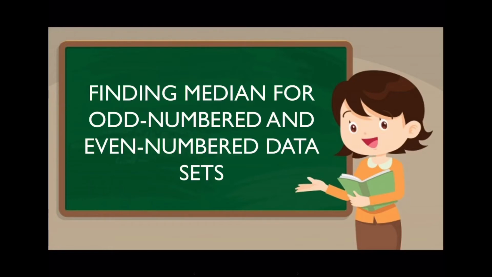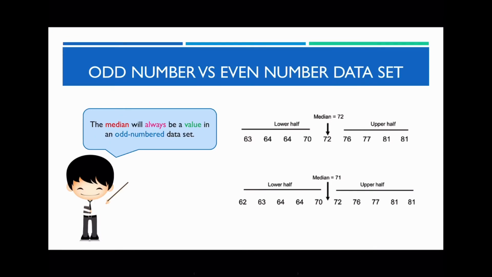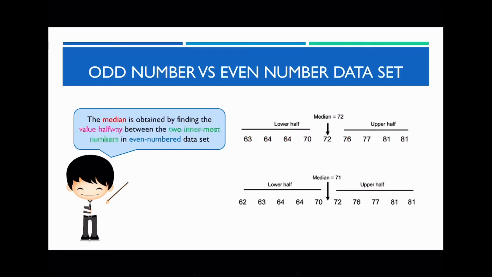We're now going to be looking at examples of finding the median for odd numbered and even numbered data sets. So in the first one over here, the median will always be a value in an odd number data set. So if you look at the first example over here, I've got an odd number data set, and if I was to find out the median using the crossing out method, then as you can see, the median will always be a value in the data set. However, this might not necessarily be the case when you're having a data set that has an even number. So in the following example over here, the median is obtained by finding the value that's halfway between the two innermost numbers in an even number data set.